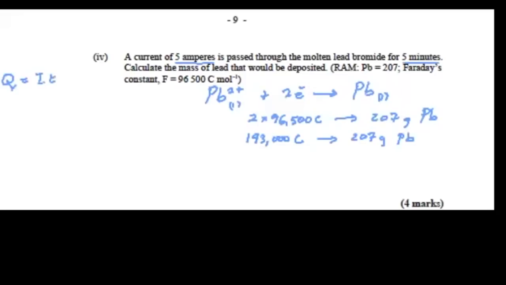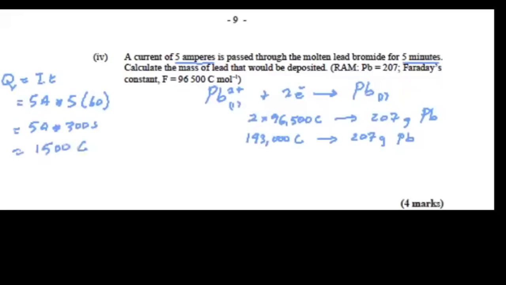I is current strength in amperes, so that would be 5 amperes times, and this is 5 minutes. So we'll convert the minutes to seconds by multiplying by 60. So we'll end up with 5 amperes times 5 times 60, that's 300 seconds. So that's 5 amperes times 300 seconds. Ampere seconds will give us coulombs. 5 times 3 is 15, so that would be 1500 coulombs.